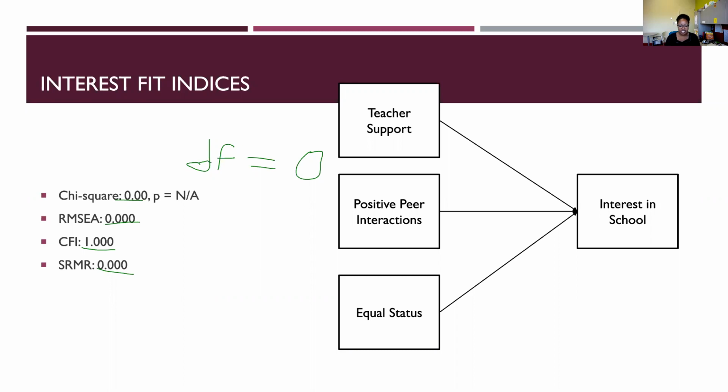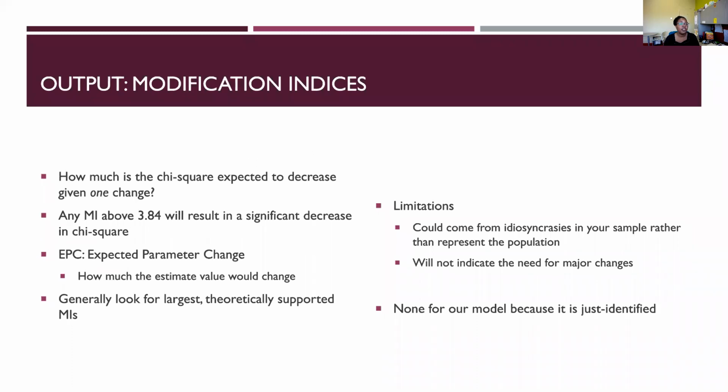So we'll get into fit indices in class to talk a little bit more about what they look like in a model that's not a pure regression model. But let's move on to what else you'll see in the output, which is the modification indices. The modification indices are a way to help you determine how to make your model fit better. It's going to tell you how much the chi-square is going to decrease if I make one change. So any modification index above 3.84 is going to result in a significant decrease in chi-square. That doesn't mean it's a really useful one, but at least it's significant, if you're into p-values.